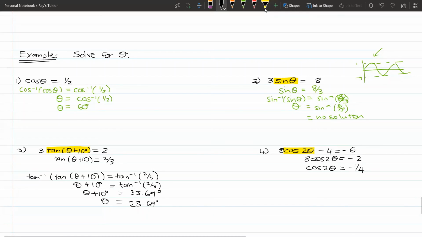Okay, so what we then do is we take the inverse function of both sides. So we have cos to the power of -1 of cos 2 theta is equal to cos to the power of -1 of minus a quarter. And then what we get is 2 theta is equal to 104.48 degrees, rounded off to 2 decimal places, and we finally divide by 2 to get theta by itself, and we get that theta is equal to 52.24 degrees.